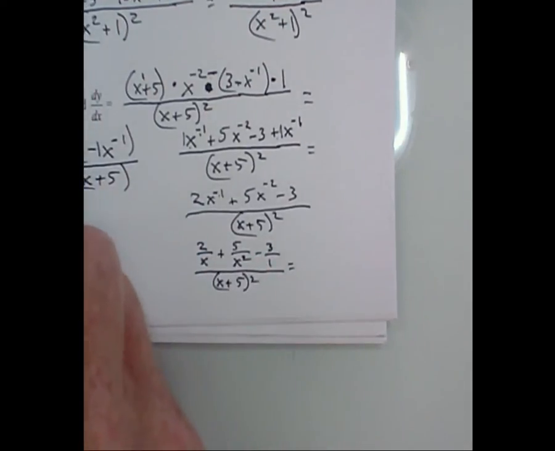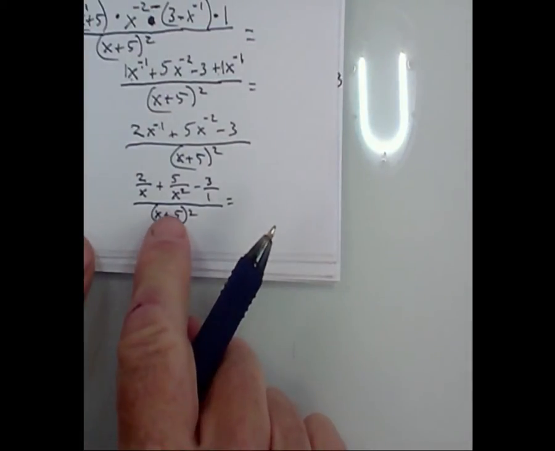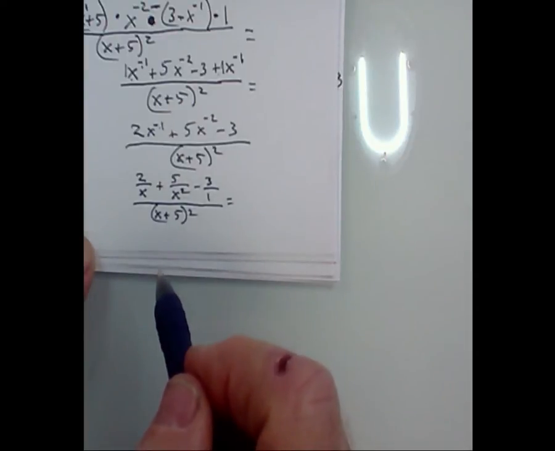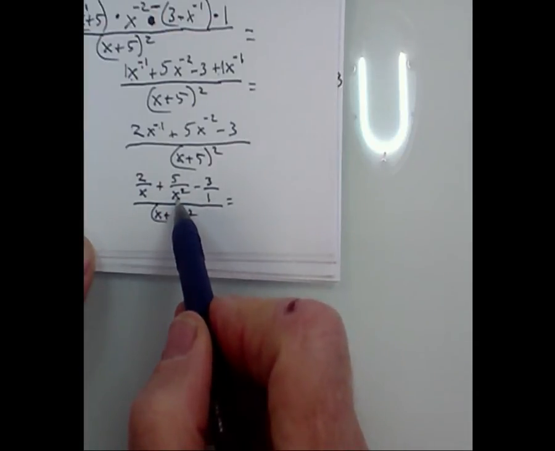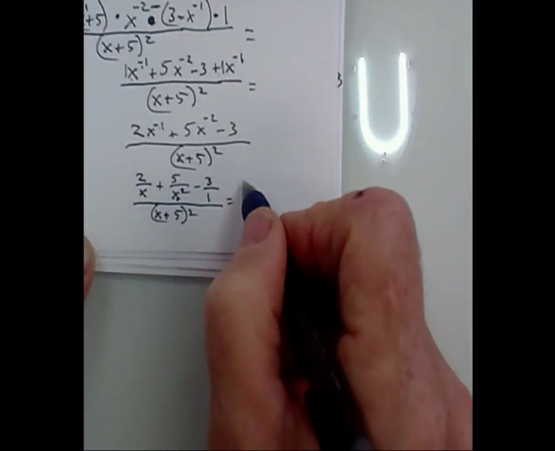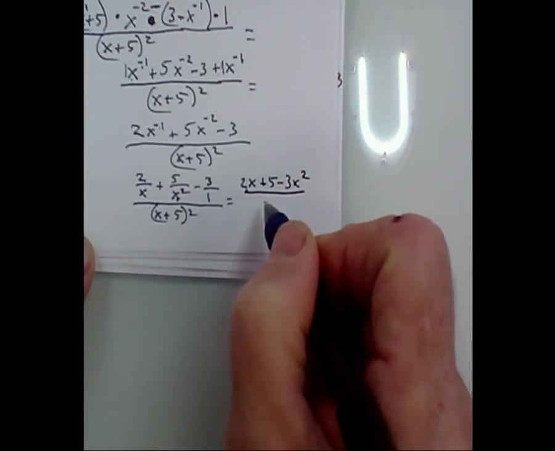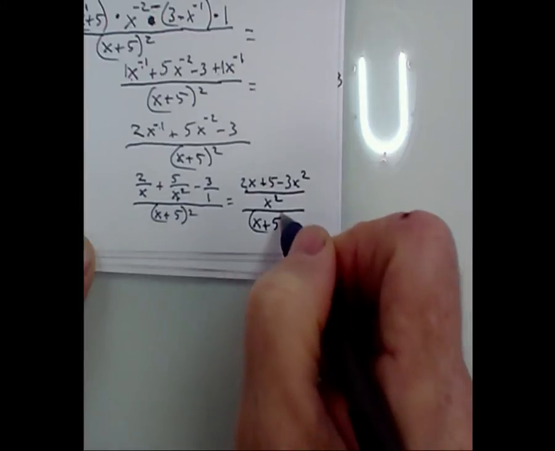Okay, so if I asked you this, 3/4 plus 2/3, is 1 my common denominator? No. So my 1 is not my common denominator here. It's the common factor. What goes into x squared? Does x go into x squared? Does 1 go into x squared? So if this was 5, this was 25, and that is 1, wouldn't you say that 25 is my common denominator? Yes. Yeah, so it's x squared. Okay. So I have 2x plus 5 minus 3x squared over x squared over x plus 5 squared.